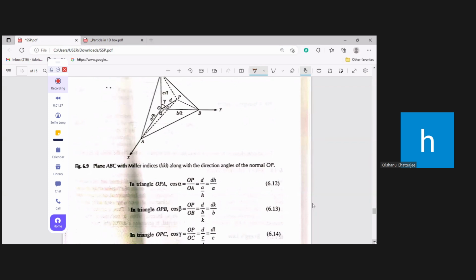So the distance between these planes actually depends on the HKL values and the ABC values. HKL values are simply Miller indices. You have read in chemistry, I know, in class 11, 12, right? Isn't it? The HKL values and the ABC values. ABC are the primitive vectors, and it is given by 1 by d square equals h square by a square plus k square by b square plus l square by c square.